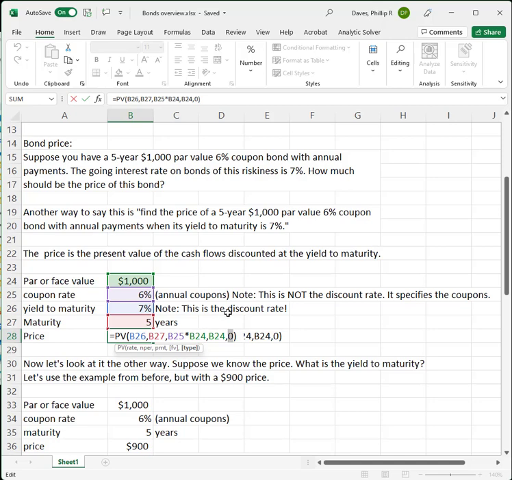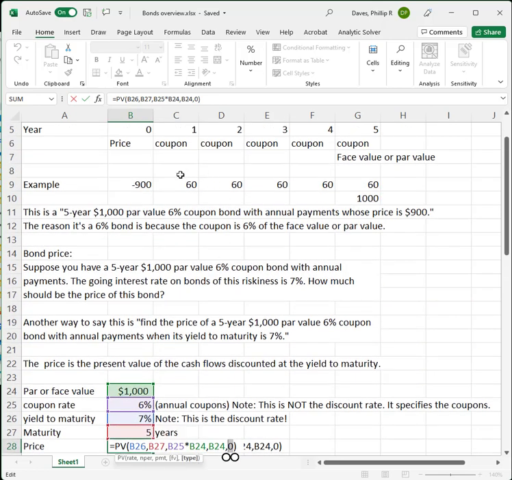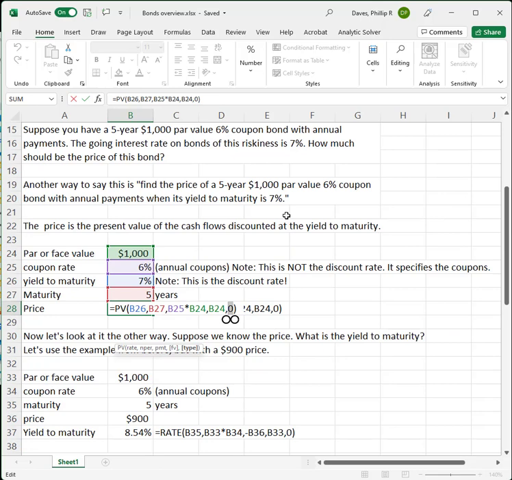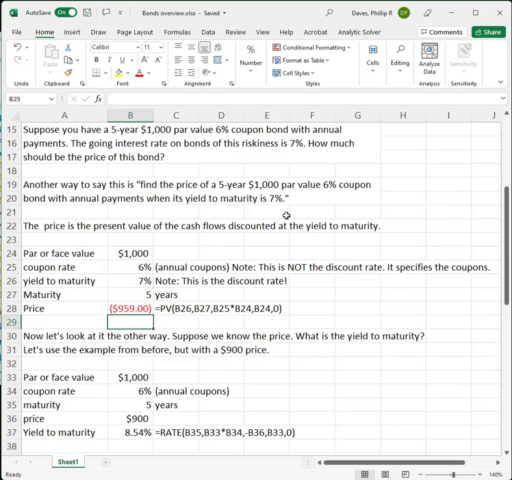Now, of course, since we're using the Excel PV function, the answer is going to be a negative number because Excel is always answering the question, how much must I pay in order to get? And so when you use the PV function, Excel is going to answer how much must I pay in order to get 60, 60, 60, 60, 60, and then 1,000 at the end. So we're going to get a negative number as the price here. If you want to make it a positive number, then multiply it by -1 on the outside of your function.